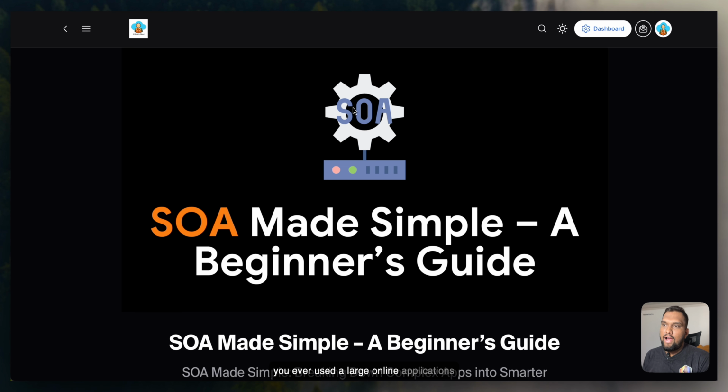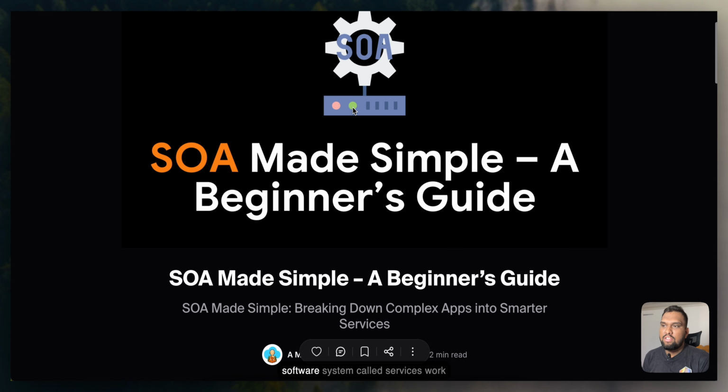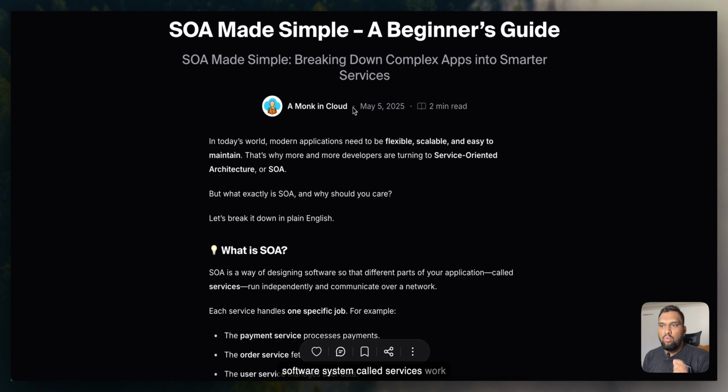Have you ever used a large online application like an e-commerce site and wondered how it exactly handles so many tasks at once? Can be checking your order history or processing your payments. That's where SOA or service-oriented architecture comes into play. SOA is a design pattern where different parts of a software system called services work together over a network, and each service handles one specific task, like fetching order history or processing payments, and communicates with others using standard protocols.